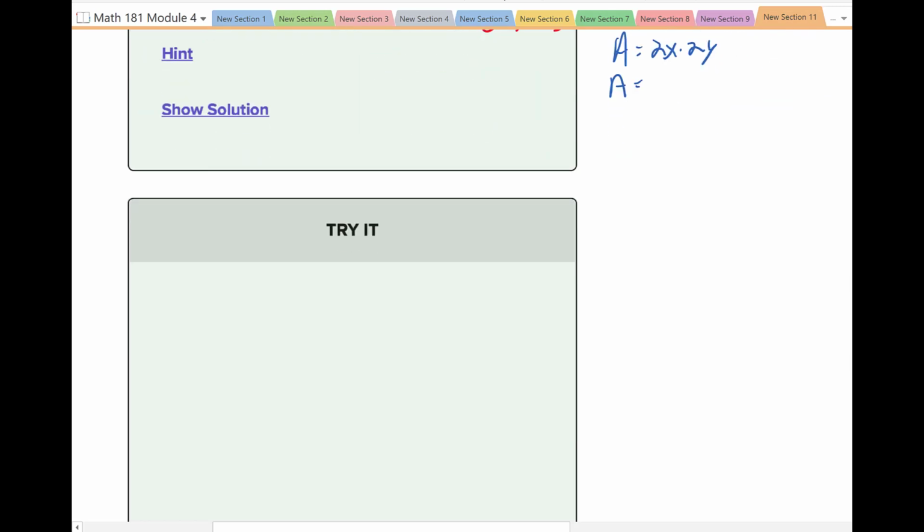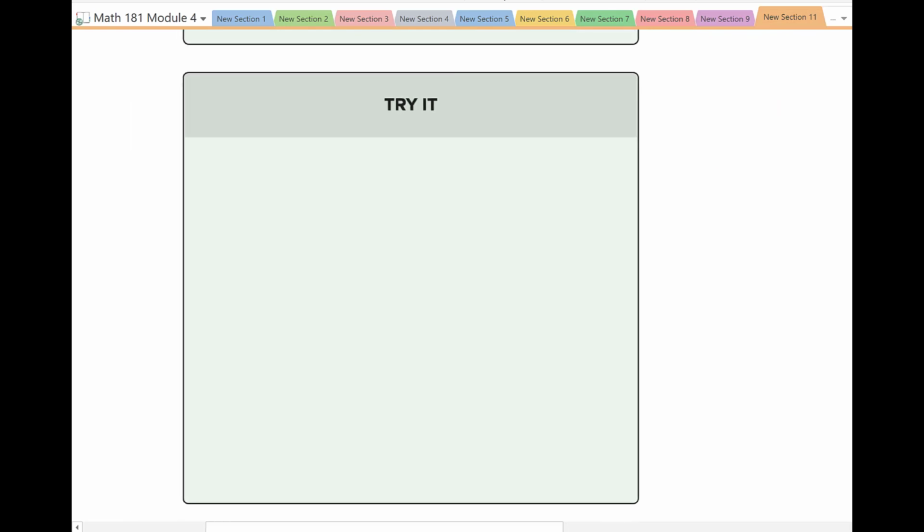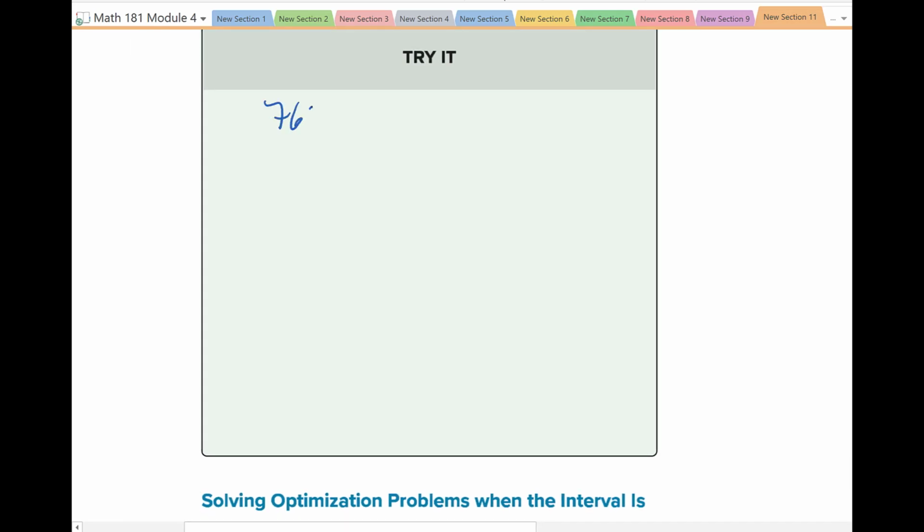Okay, I'm going to move on to the next one because this has already gotten long, so I'm not going to do problems you don't have to do. We are standing on top of a 768-foot building.